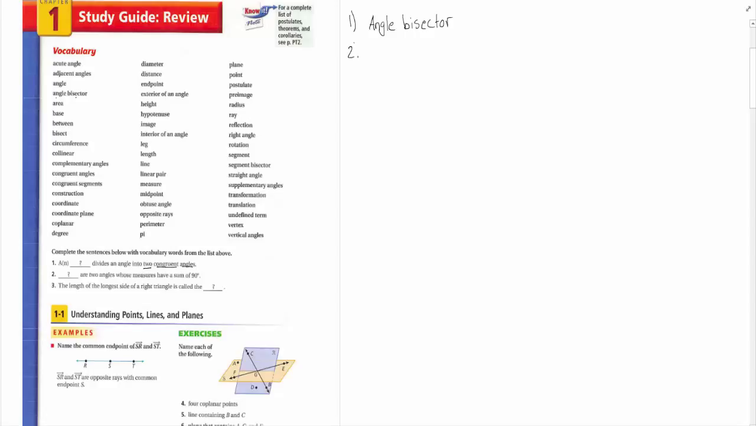All right, number 2. Blank are two angles whose measures have a sum of 90. That's a key on that. You got to know what adds up to 90, or what do we call angles that add up to 90, and that's going to be complementary angles. So that'll be number 2.